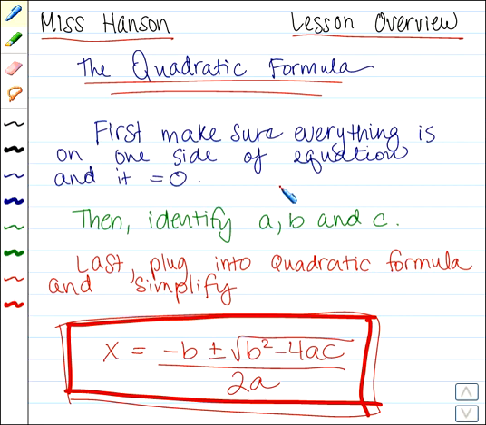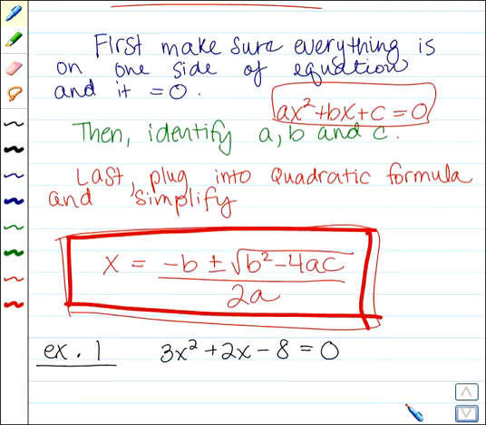Now, identifying a, b, and c: a is always the coefficient that goes with x squared, b is always the coefficient that goes with x, and c is always your constant. When it's set equal to 0, that's how you find your a, b, and c. Okay, so let's do some examples.